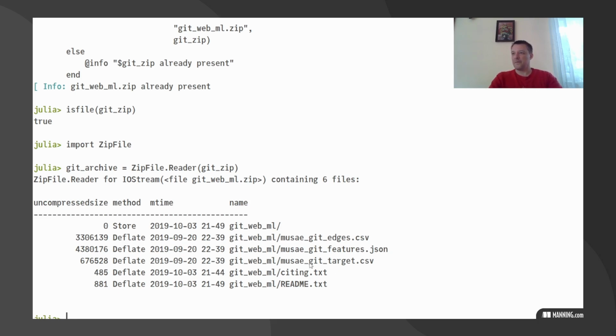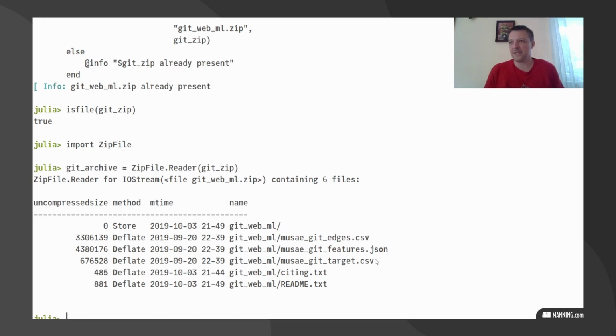And there is git target CSV, and this is the file that is also interesting for us because it stores the information whether a given developer is a web or machine learning developer. To summarize, we want to extract two files from this repository. The first file is this edges file, and the second is a file with target.